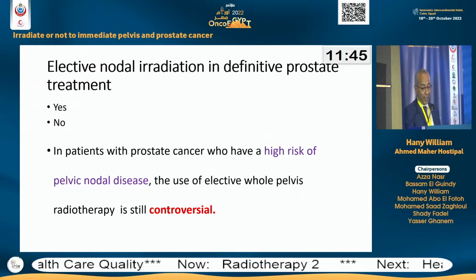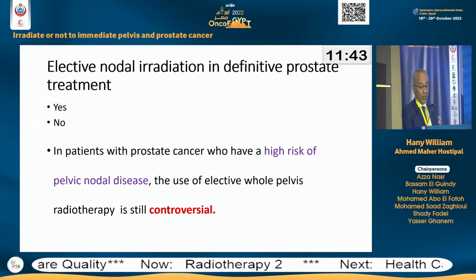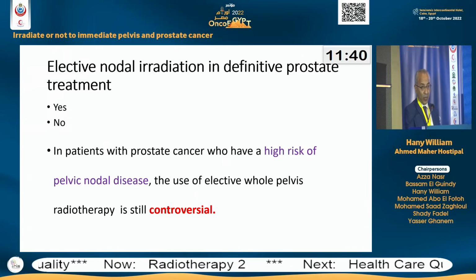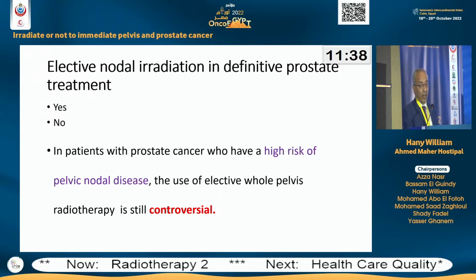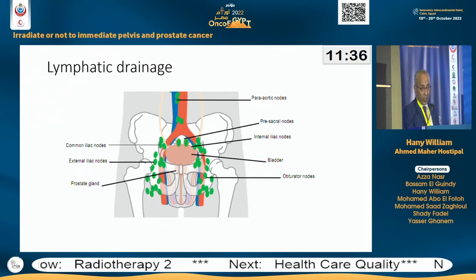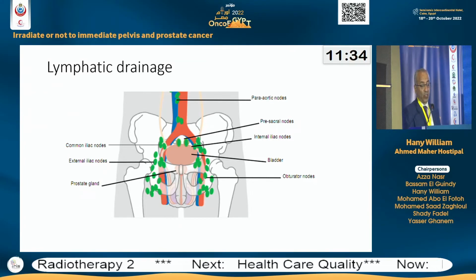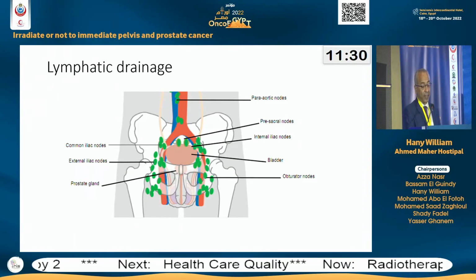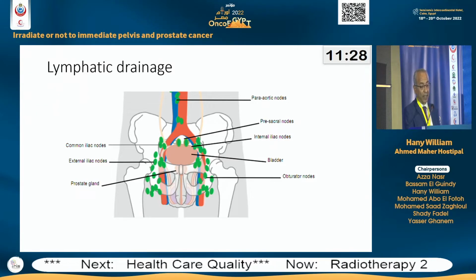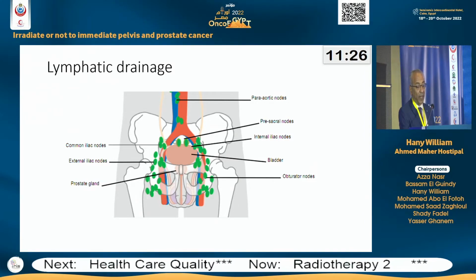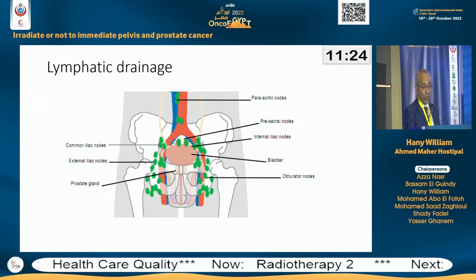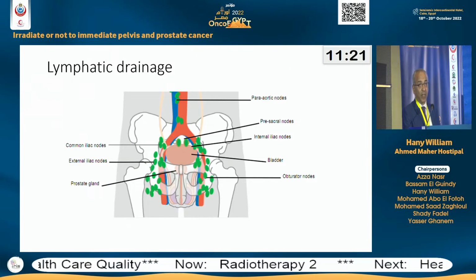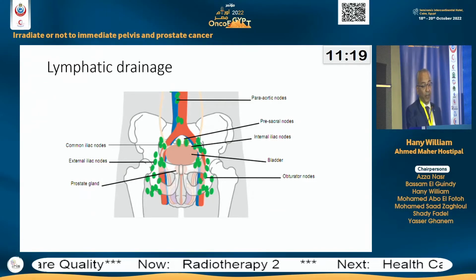In patients with high risk pelvic nodal disease, use of elective nodal radiation is still controversial: to include it or not in our field size. Firstly, we must know the lymph node drainage of the prostate. The prostate drains to the obturator nodes downwards, laterally to the external iliac, ascending to the internal and common iliac, and posteriorly to the presacral lymph nodes. This group of lymph nodes must be covered in case of pelvic irradiation.